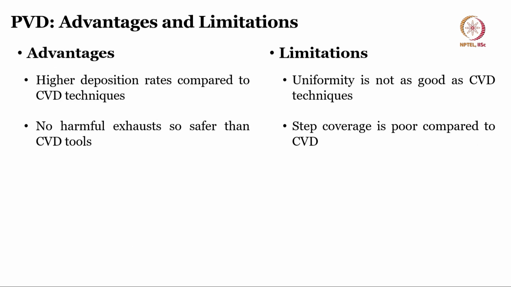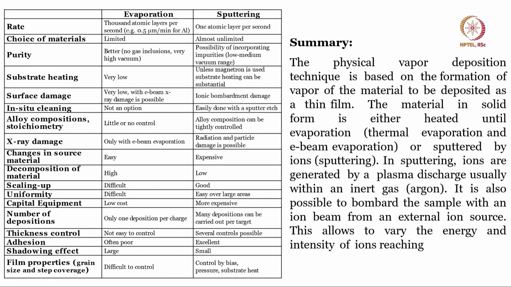In general, we will see the chemical vapor deposition, but if you compare the physical versus chemical vapor deposition, then the advantages of PVD are that high rate of deposition compared to chemical vapor deposition. There are no harmful exhaust gas, but the limitations are uniformity is not as good as CVD, and step coverage is poor compared to CVD, because in CVD, when we take CVD lectures, you will see that the chemical gas reactant will react with all the parts of the substrate, and that is why the step coverage is way better.